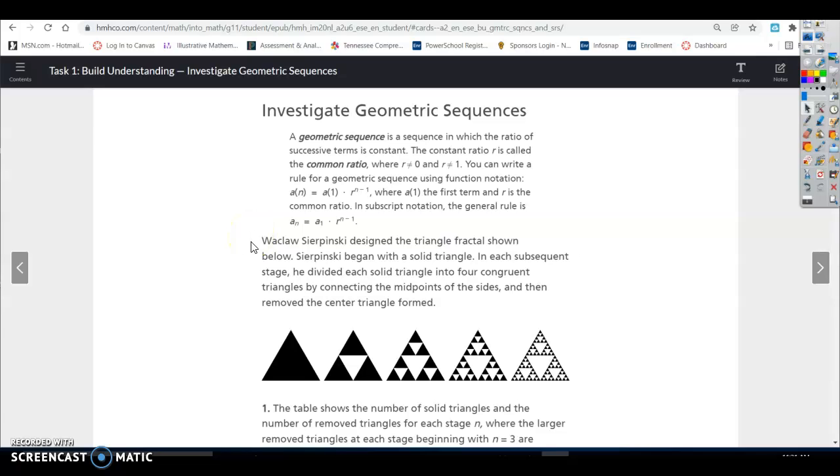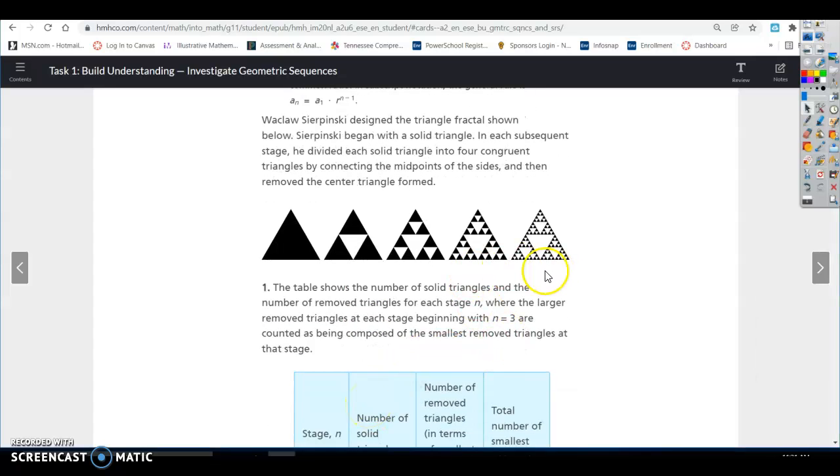All right. Waclaw Sierpinski designed the triangle fractal shown below. Sierpinski began with a solid triangle. In each subsequent stage, he divided each solid triangle into 4 congruent triangles by connecting the midpoints of the sides and then removing the center triangle formed. So if you take this side and find the midpoint, and then you take this side and find the midpoint, and you take this side and find the midpoint, that's how he drew his next triangle. And he did that by finding the midpoints of each one, and he continued that pattern.